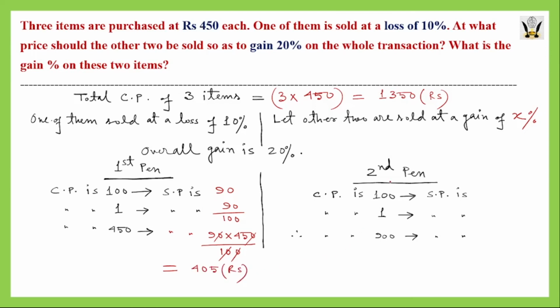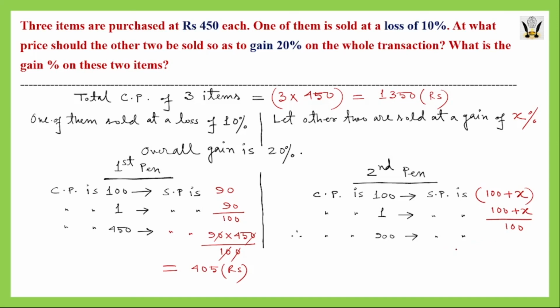Now for the second part, where we have two items: if the cost price is 100, we are selling at a profit of x%, so the selling price will be x more than 100, that is 100 plus x. When the cost price is 1, the selling price will be (100 plus x) divided by 100. This time the cost price will be 900, because we are selling two items and for each item the cost price is 450.